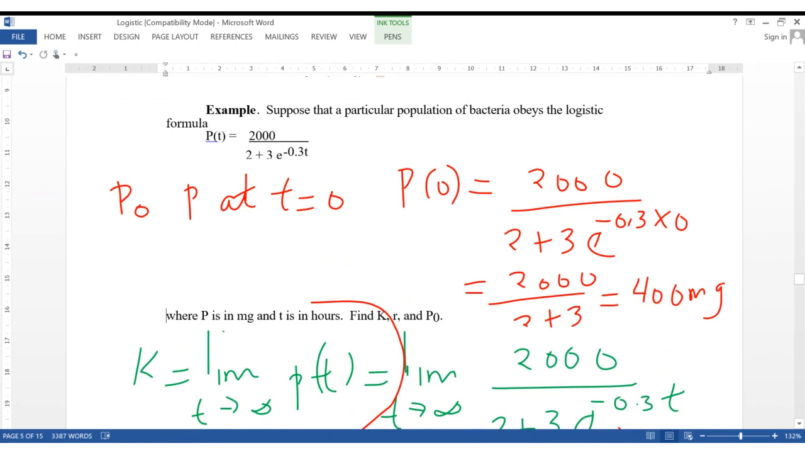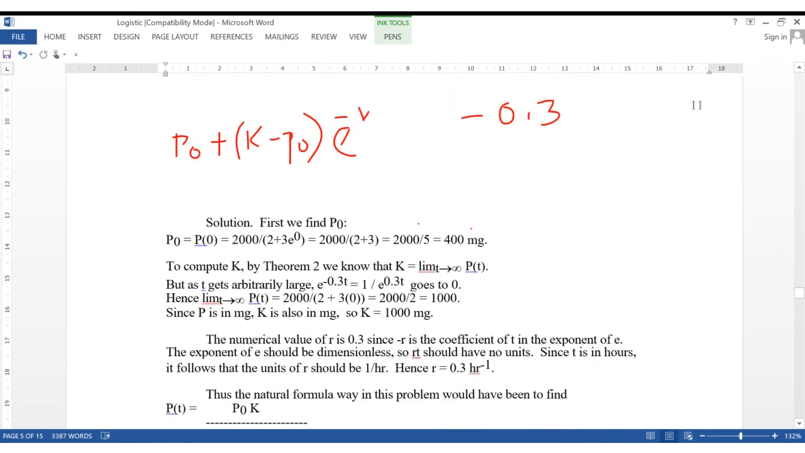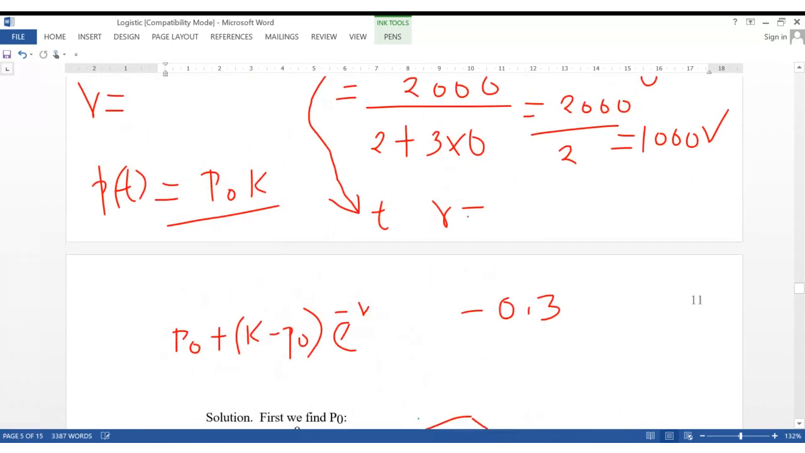So that is basically the P naught. It is the population at t equals 0, so you just replace t with 0. And if you check, that's what they got. You can confirm our answers. The P naught they got was 400 milligrams. Our K, they got as 1000, still the same. And our R, they just read it at 0.3. So that's how you do it.